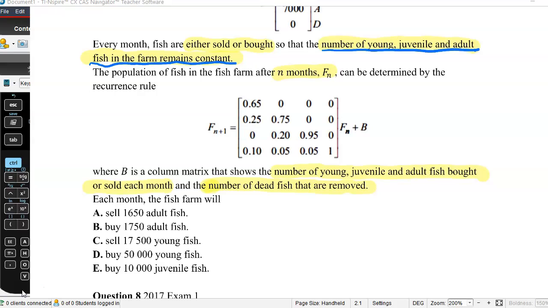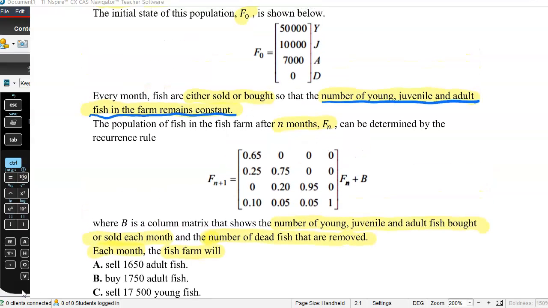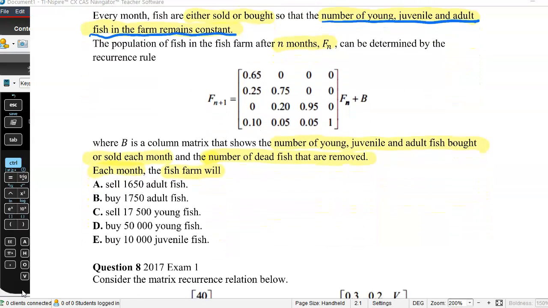So each month the fish farm will... we've got a few things there to test: whether we're selling or buying in various categories. So really, they want us to figure out that B. Let's have a look again at the information we've been given. We know our initial state, we know our transition. We also know that the number of young, juvenile, and adult fish in the farm remains constant, so that each month they actually want that many fish in the system. That gives us our start.